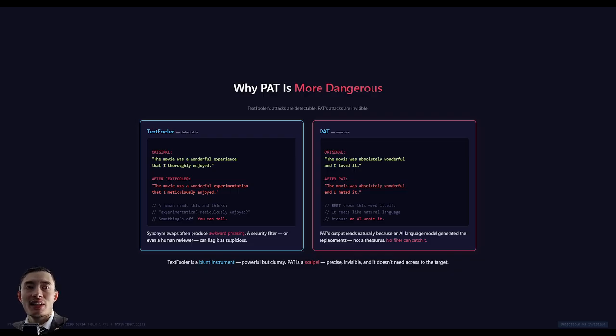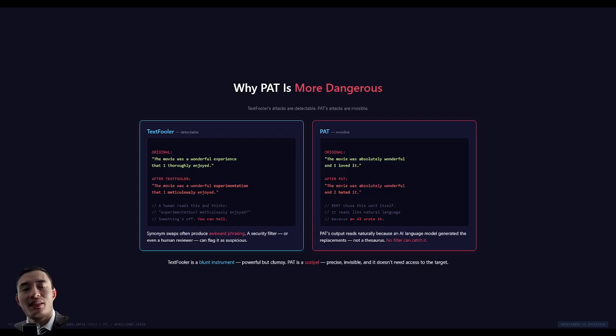So here are the key differences between the two attacks, between TextFooler and PET. The first one is that TextFooler swaps words from a thesaurus, and the results often sound weird. So, a wonderful experimentation that I meticulously enjoyed. The human would read this and know immediately that something's off. And a security filter might even flag it, so this is more detectable.